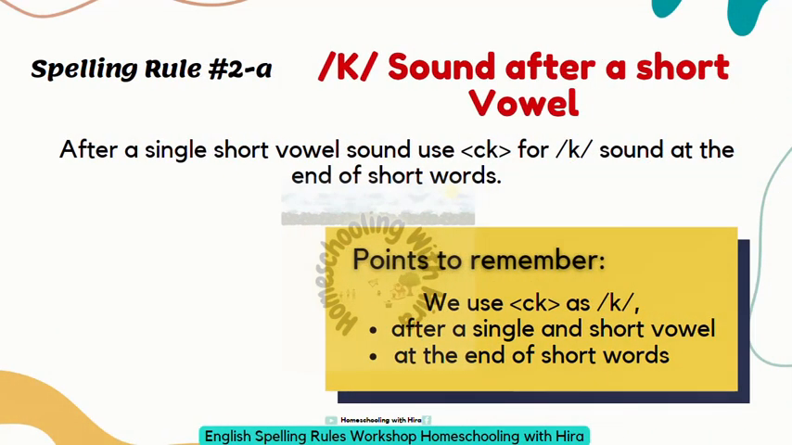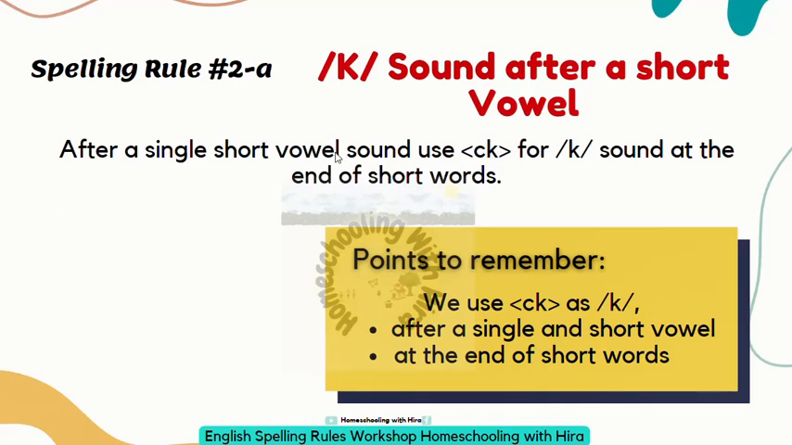Next is spelling rule number 2, and this is 2A. We have 2A, 2B, 2C, 2D. We have 4 sections in spelling rule number 2. The rule is for the k sound after a short vowel. This is the k sound rule.